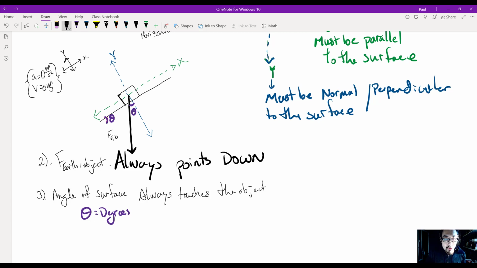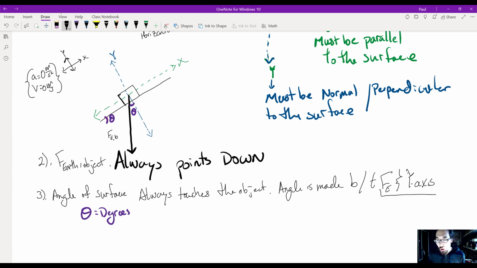But if we were to get really technical here, the angle is made between the force of the Earth and the y-axis. Always, always, always, unless they give you some other angle, and then it'll be something else. So that's our angle right there. If the angle of the surface is theta, the angle between the force of gravity and the vertical component is theta as well. They're the 2 same angles.